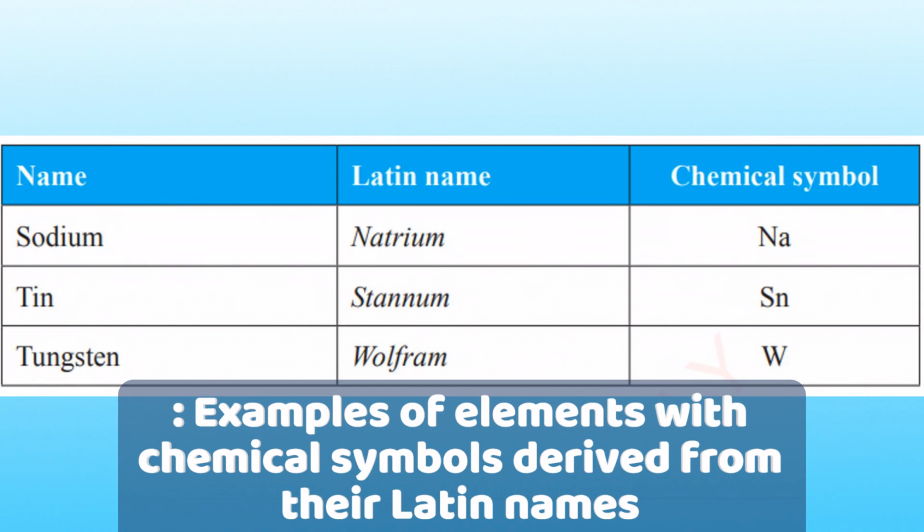So as you can see, we have sodium. The Latin name is natrium. Chemical symbol is Na. We have tin. The Latin name is stannum, and the chemical symbol is Sn. We have tungsten. Latin name wolfram, and the chemical symbol W, as you can see.